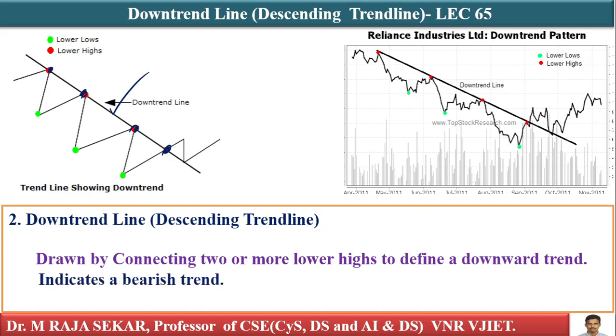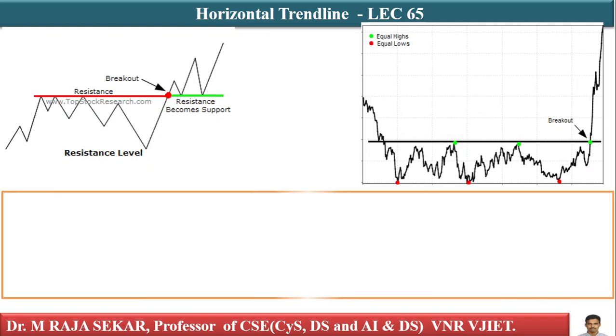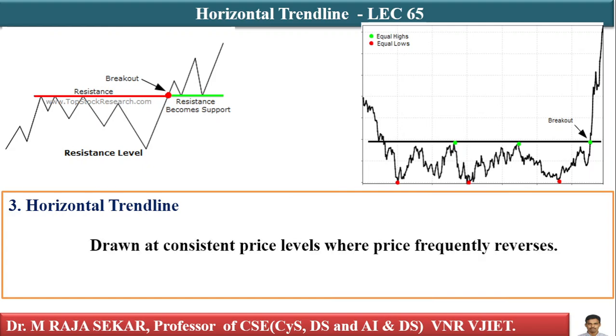It indicates a bearish trend. Even I can say it acts as a resistance level. This one acts as a resistance level. It is so simple. This is the horizontal trend line. How can I draw it? A horizontal trend line is drawn at consistent price levels where price frequently reverses.